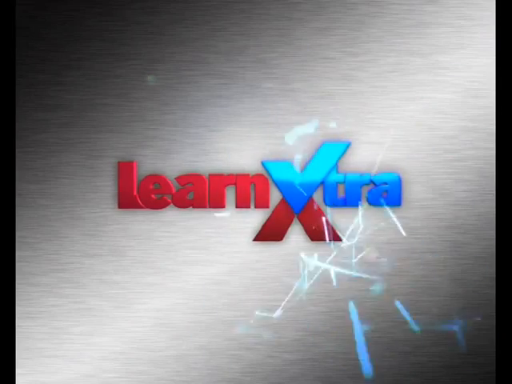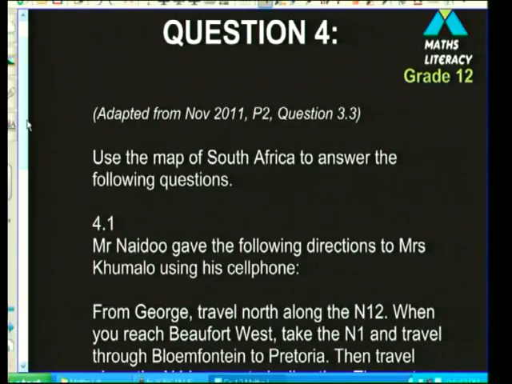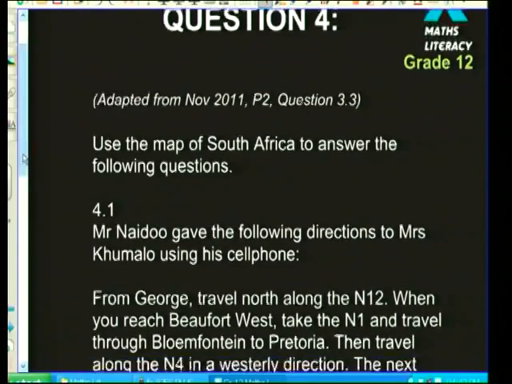Well, welcome back, folks. Again, we're dealing with some map work. So far we've looked at a little plan, then we've looked at a huge map of South Africa, and now we're going to look at that map of South Africa again. But this time, someone's going to give us directions, and we're going to try and follow those directions. Let's have a look.